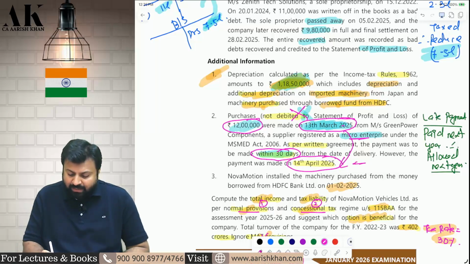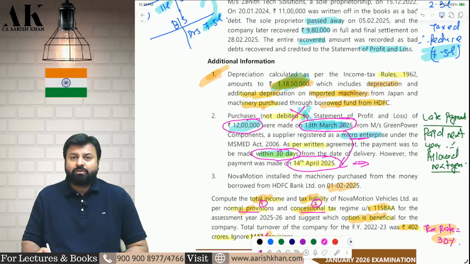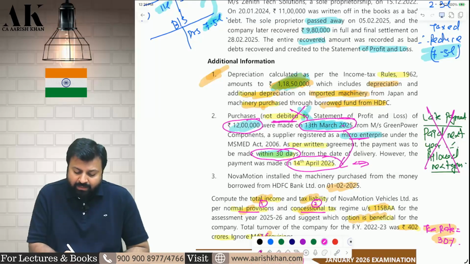Now, the payment is happening when? Payment is happening next year, 14th April 2025. Therefore, in the current year, the expenditure will not be allowed. This is not debited to P&L. Therefore, don't take the deduction.